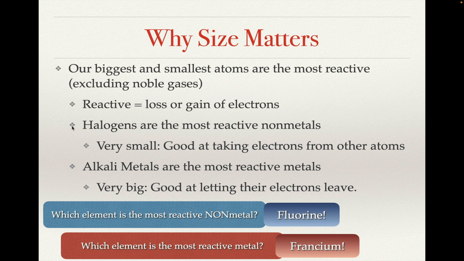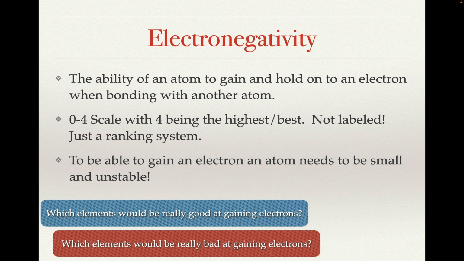So why is fluorine the most reactive? Well, it's the smallest of our nonmetals. Why is francium the most reactive? It's the biggest of our metals. Fluorine is really good at taking electrons. Francium is really good at giving them away.